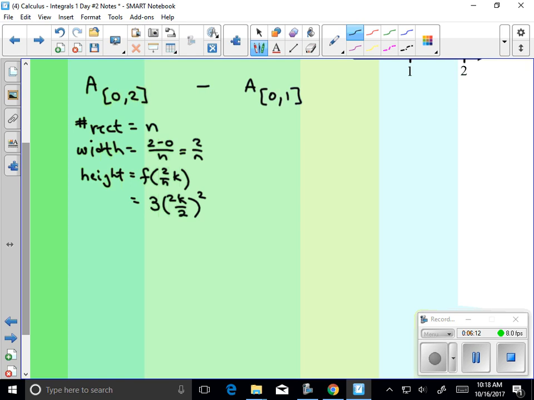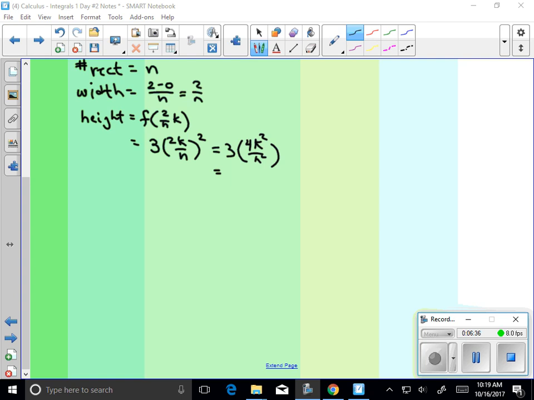Algebra would tell me that this would be 3 times, why is that a 2? That should be an n. Somebody should have stopped me. Okay, that should be an n. Algebra would tell me this would be 4k squared over n squared. At any point, stop me if you're uncomfortable with this, or maybe don't. For any given height, I'm going to take 12 multiplied by k squared and divide by n squared. So there's my height.